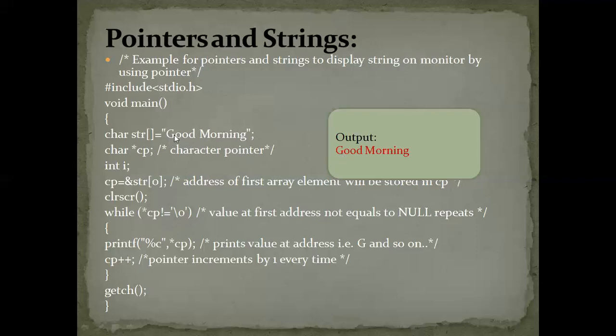What is the second character? O. O is not equal to null. Yes, O is going to be printed. Another character, again O. O is not equal to null, so I'm going to print it. Then D. D is not equal to null, so I'm going to print D.